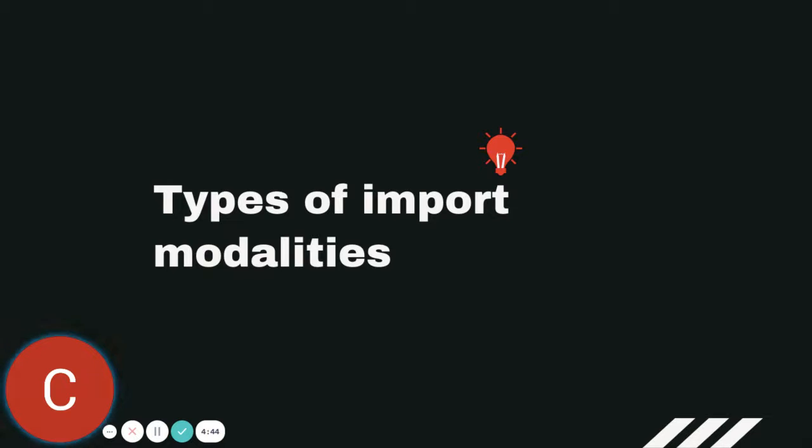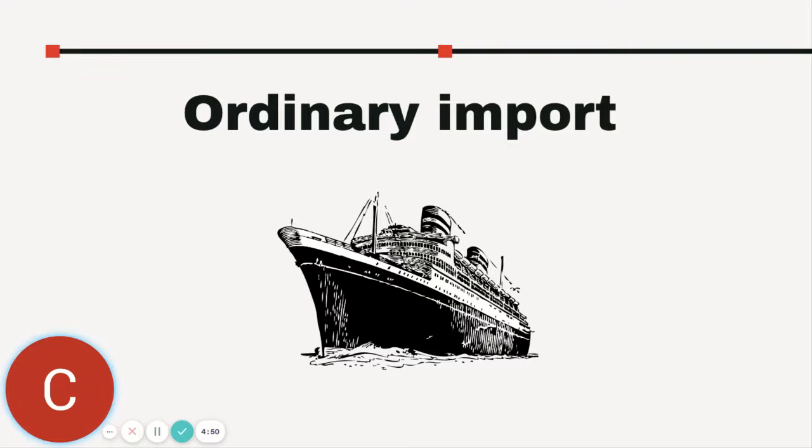Now we're going to talk about the cool stuff, the types of import modalities. Starting off with ordinary import. Under this modality, the goods enter the national customs territory in order to stay permanently. The customs declaration is presented and the applicable customs taxes are paid. The merchandise is then freely available. There's a 15-day minimum opportunity to declare the goods when being imported.